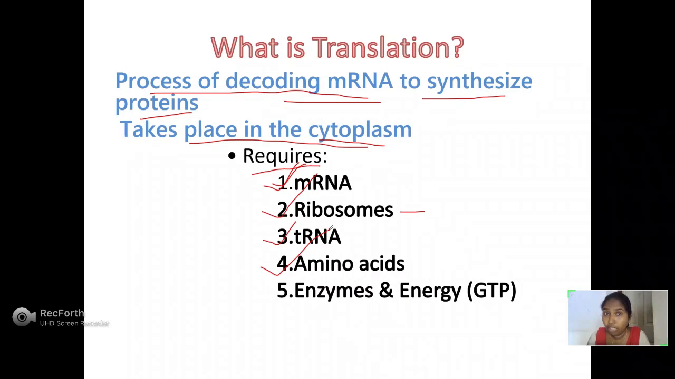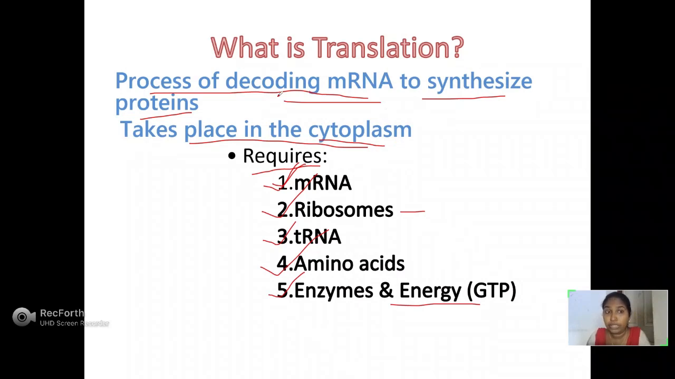Amino acids are the building blocks of proteins. Here we are going to prepare protein, so we need amino acids for its synthesis. Some enzymes are needed for the protein synthesis, and of course we need energy. GTP is the energy.